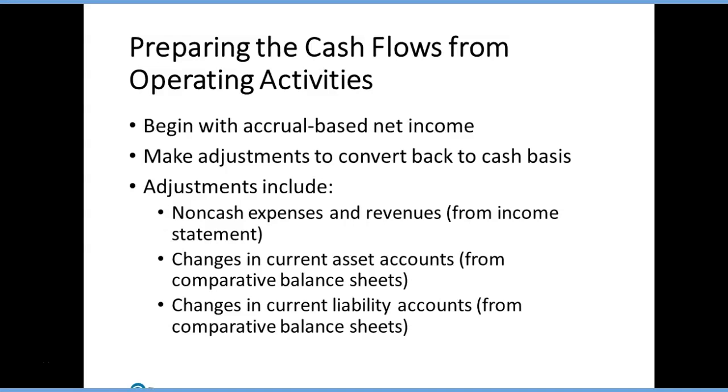So if you're preparing the statement of cash flows in the operating section, remember, when you're using the indirect method to prepare it, it's always going to start with net income. And then you're going to be adjusting, adding back to your net income, subtracting from net income to arrive at your cash provided by or used in operating activities. Adjustments include non-cash expenses and revenues, and this has everything to do with gains and losses, depreciation, amortization, and depletion, all those types of things.